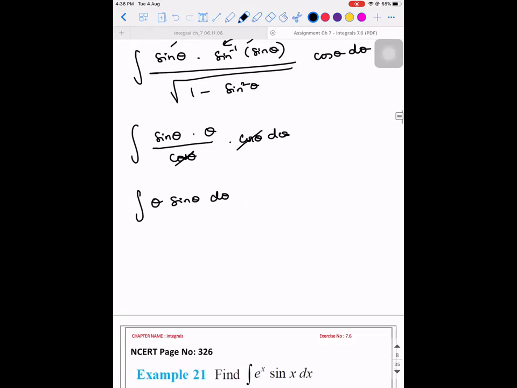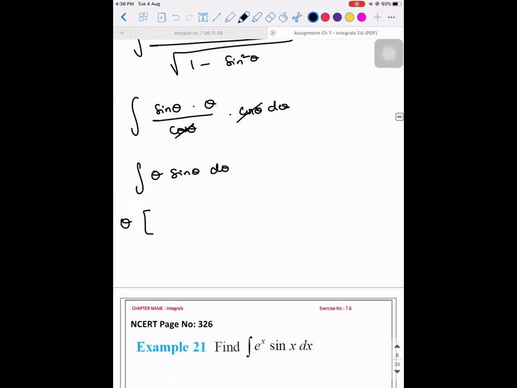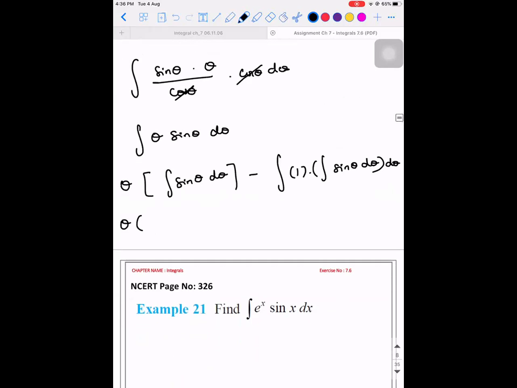Now tell me this. First function into integral of second function minus integral of derivative of first function into integral of second function d theta. So theta into integral of sine theta is minus cos theta, minus integral of, what is integral of sine theta, guys? It is minus cos theta, minus cos theta and you have a d theta outside. So what will happen?